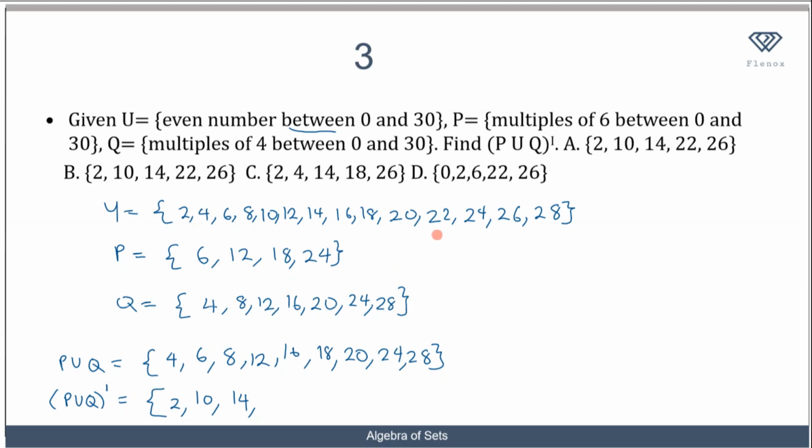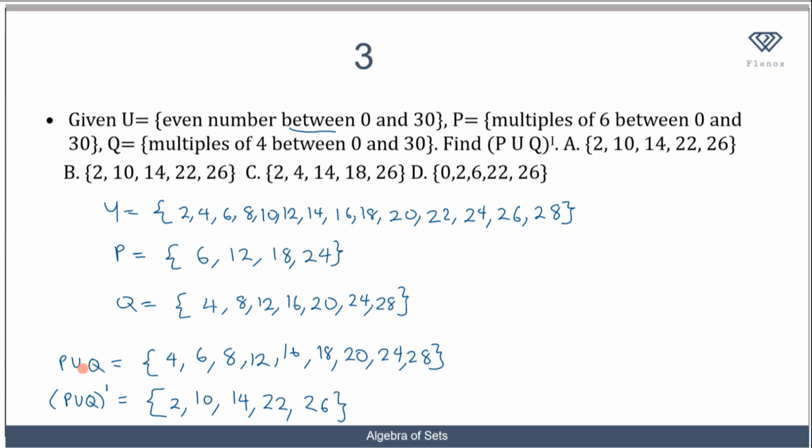We don't have a 22 here, so we write that out. We have a 24, we don't write that out. We don't have a 26, so we write that out. And finally, we have a 28 in the universal set, so we don't write that out.